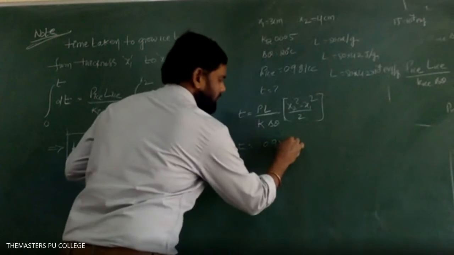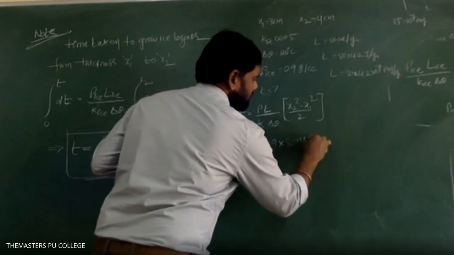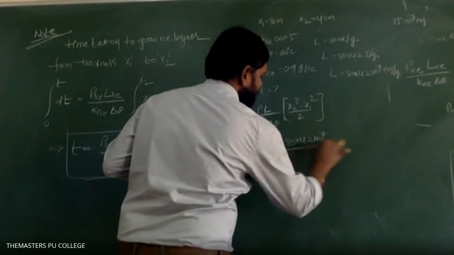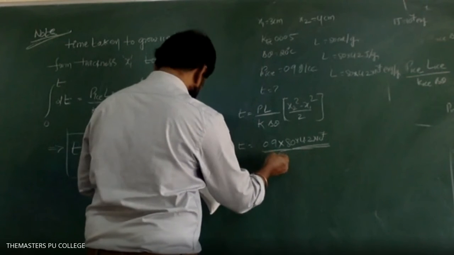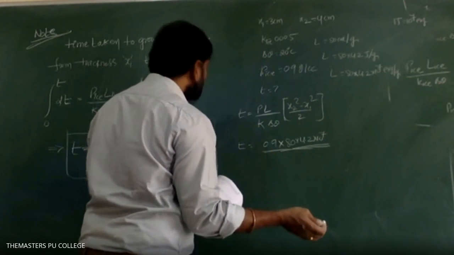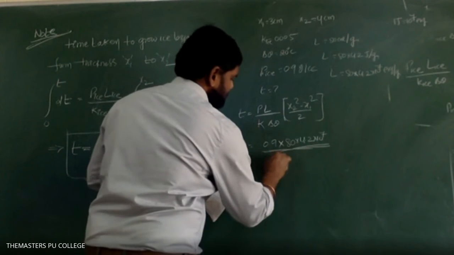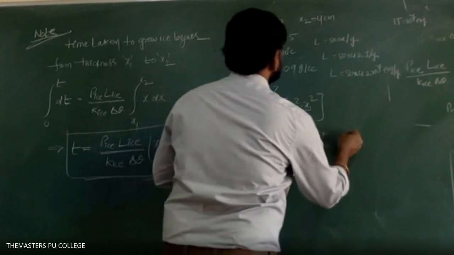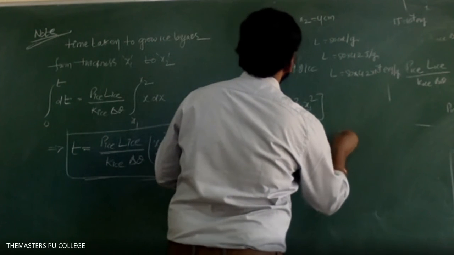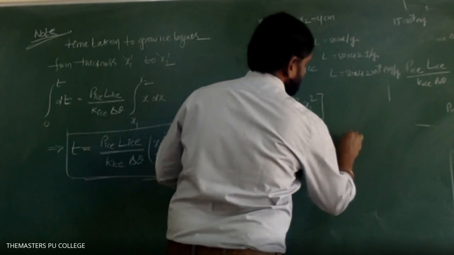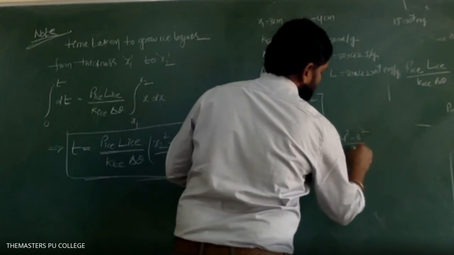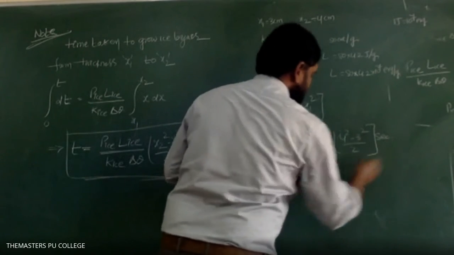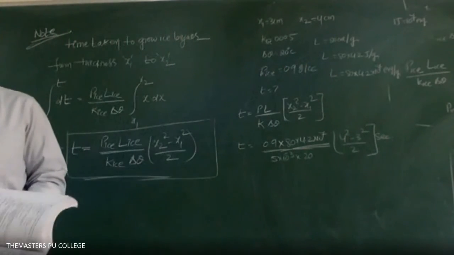Then 0.9 into 80 into 4.2 into 10 to the power of 7, divided by the value of k, is equal to... we can write the value of k is equal to 0.005, which means 5 into 10 to the power of minus 3, into 20. x2 square is nothing but 4 square minus 3 square divided by 2. You can calculate this value, then we will get the time in seconds.